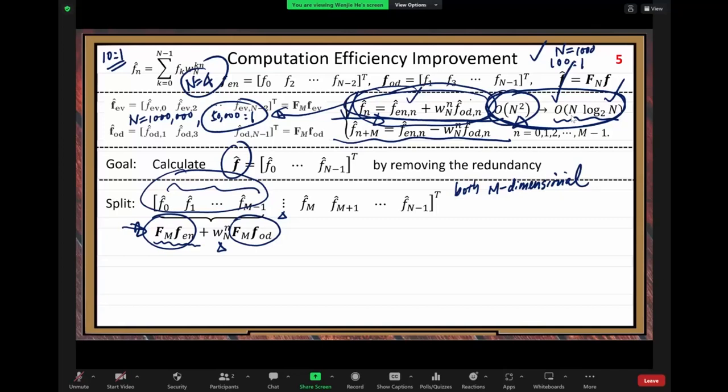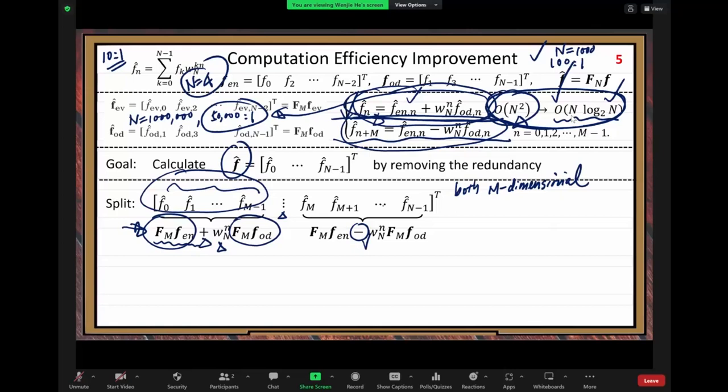Then for the second half, we use the second formula here, and we use the matrix vector multiplication. So the only change we need to do is subtraction. For these two matrix products, the first one has a plus sign, the second one a minus sign. Now, let us explore the duplicate computations. So what are the duplicate computations?